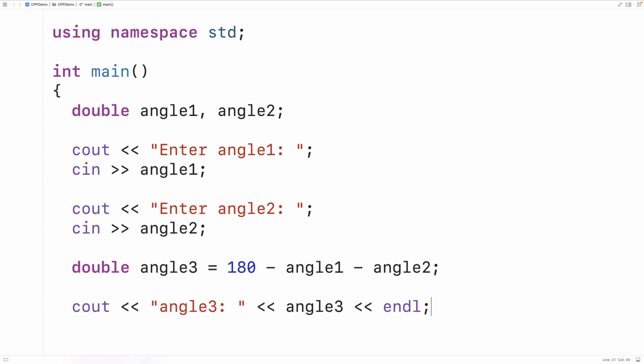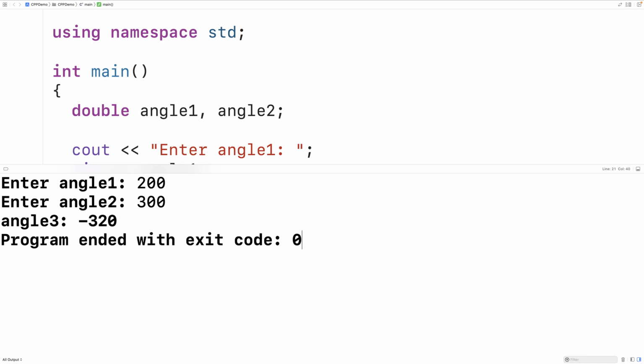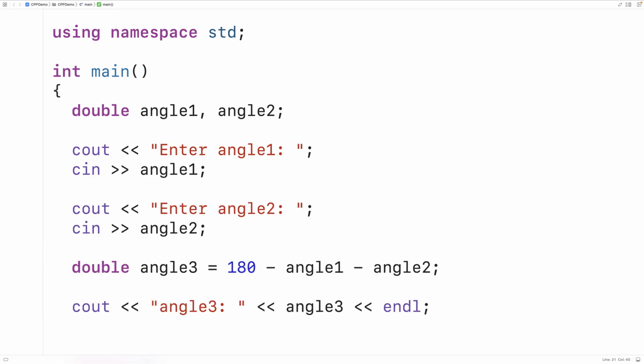One thing we could add though is input validation. So right now, we're not checking to see if angle 1 and angle 2 make sense as triangle angle values. So for example, if we save, compile, and run our program here, and I enter in 200 for angle 1 and 300 for angle 2, we get that angle 3 is negative 320 degrees. That doesn't really make any sense.